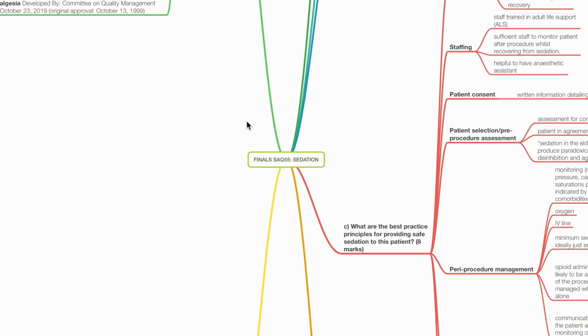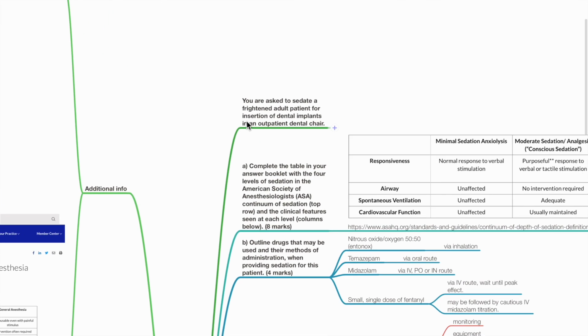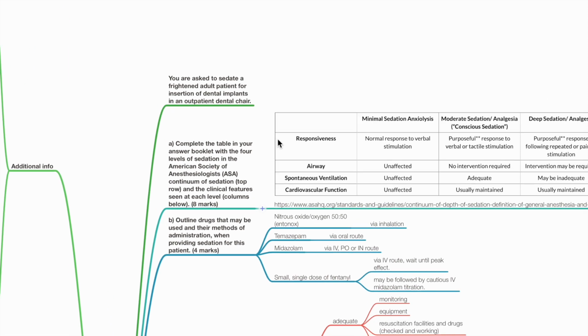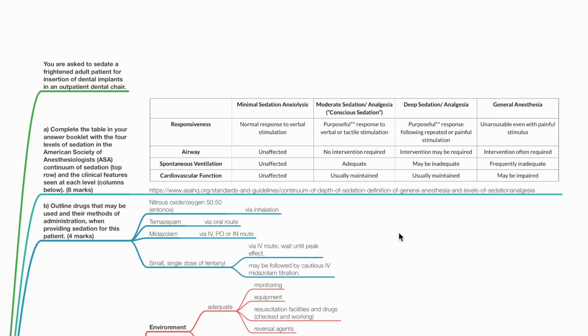Finals SAQ55 Sedation. You are asked to sedate a frightened adult patient for insertion of dental implants in an outpatient dental chair. A. Complete the table in your answer booklet with the 4 levels of sedation in the ASA continuum of sedation and clinical features seen at each level.